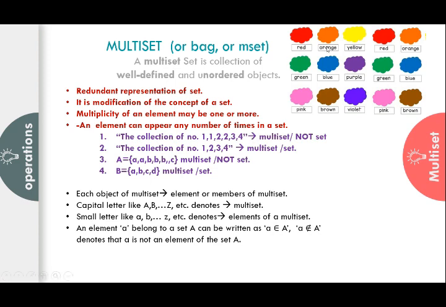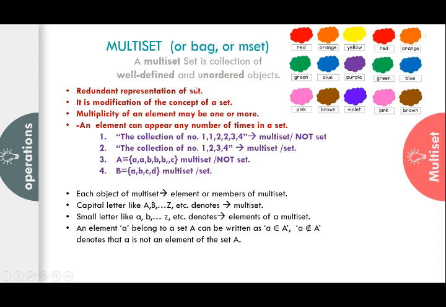Multiset or bag or M set. A multiset is a collection of well-defined and unordered objects. Now here you can see that it's a collection, but in this collection some colors are getting repeated multiple times. So we can say that we don't have any unique objects. We have some properties, these are well defined, okay, these are colors, but they are getting repeated. So redundant representation of a set is a multiset.